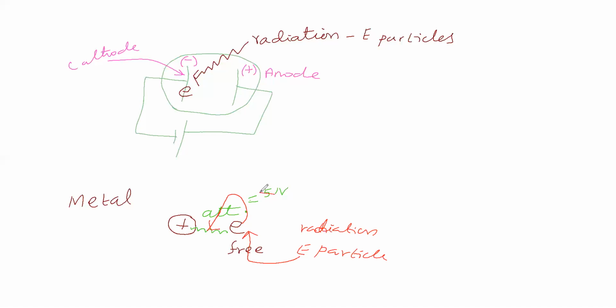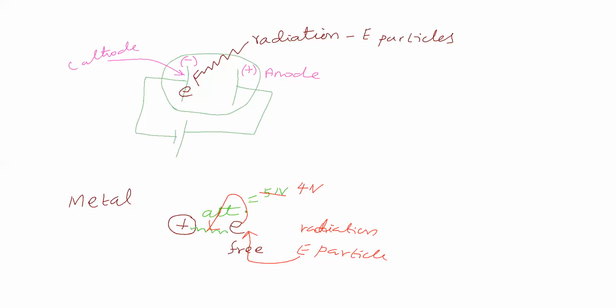Therefore, this attraction magnitude decreases, becoming like this. From this radiation, another energy particle may come that will strike this. This electron absorbs this energy particle, and its energy rises. Due to that energy, it breaks this attraction.